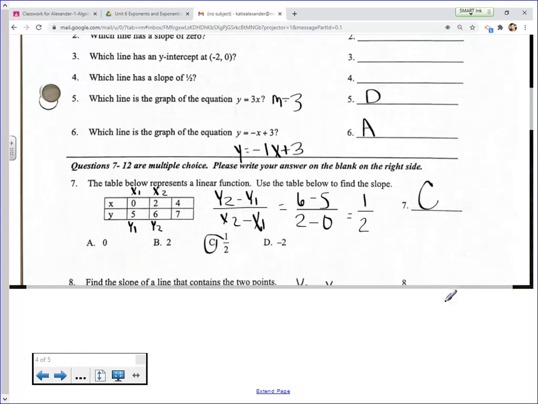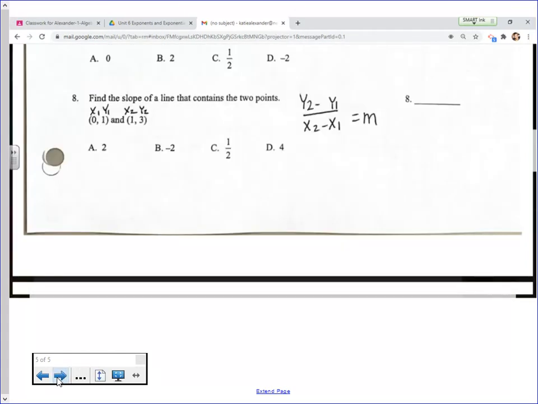I'm going to let you try number 8. It's the same thing we just did. I actually even labeled them for you. I labeled your points, and I gave you the equation. So I'm going to ask you to find the slope for number 8 right now on your own. Plug it into the equation. I gave you the equation right here. I gave you which point is what right there.